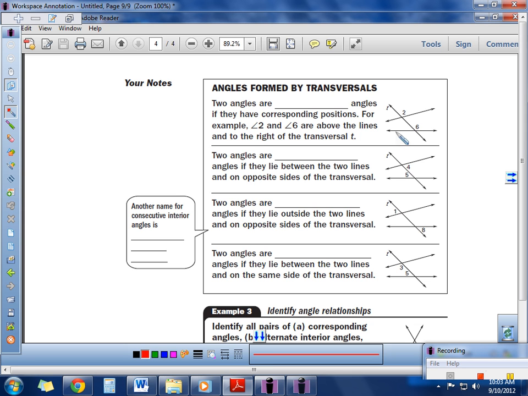So what are these right here? 2 and 6. Those are corresponding. I guarantee that that's on the test. I ran out of room, so I just abbreviated. Please write out the whole word if you can. The next one, 4 and 5. What are they? Alternate interior. And you can abbreviate if you need to. Alt-int would be a good abbreviation. 1 and 8.